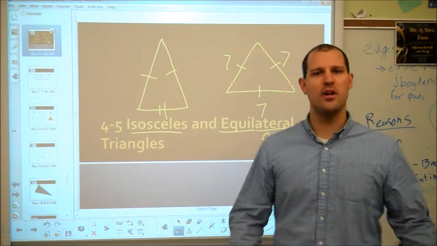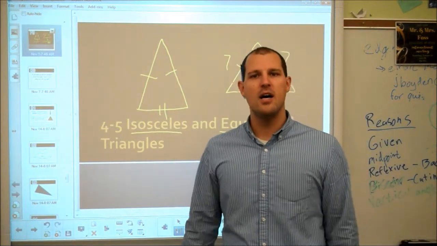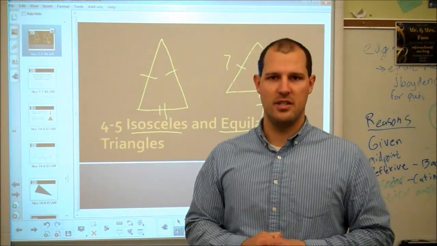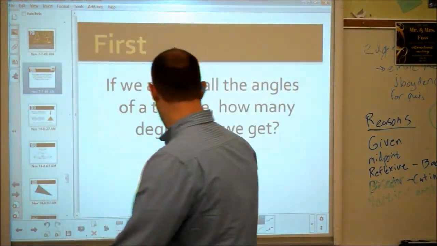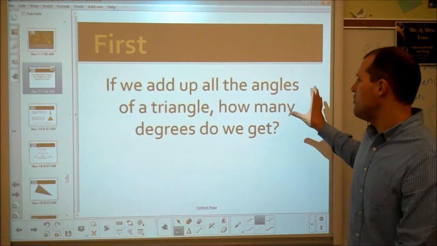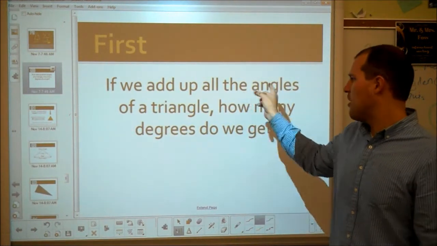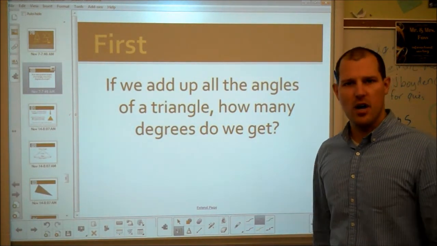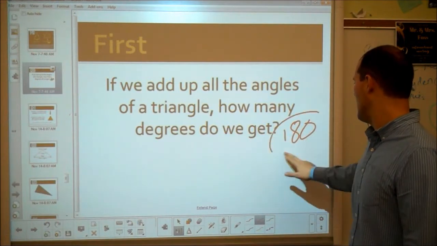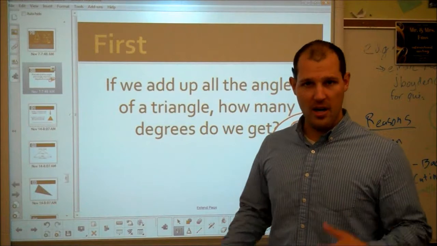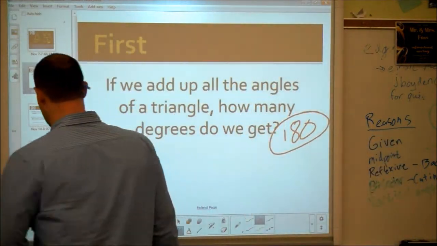Okay, so let's get into what we're going to do with these, and you'll see some example problems. Today we're going to see a lot of test-style questions, so hopefully that'll get you prepared. Before we do that, let's make sure we remember this. If you take a triangle and you add up all the angles of that triangle, how many degrees are we going to get? You should remember that's 180. We've talked about that a lot. That's going to be really important today. If we don't know that, today's not going to make any sense.